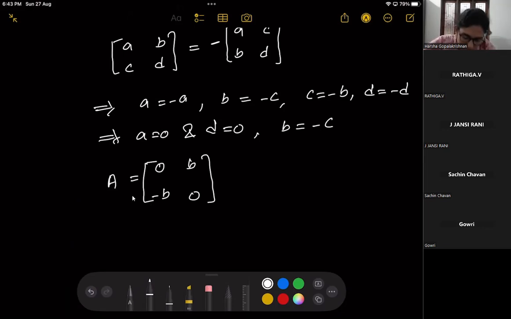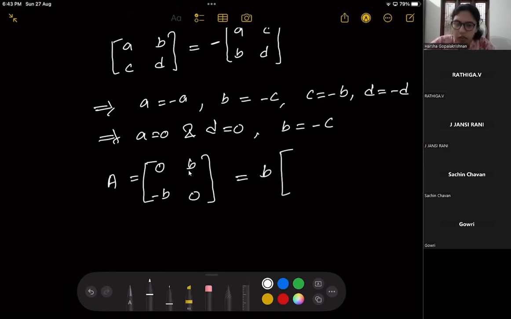Okay, now can anyone guess what is the dimension of X? 2, ma'am. 2? How many variables? No, 1. Okay, 1, because only one variable is there. Here we can write it as B into [0, 1; minus 1, 0].